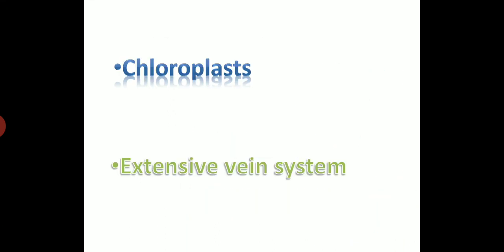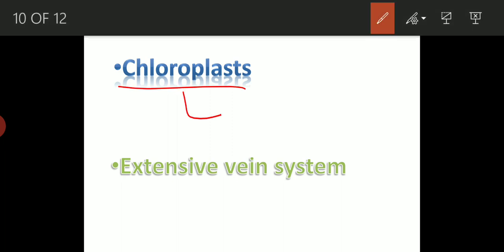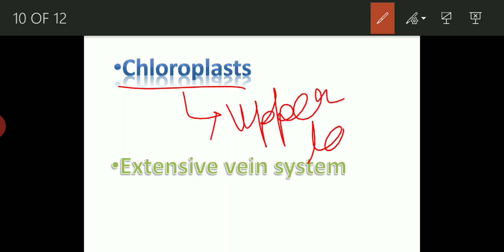Next is chloroplasts. Now I have already told you about chloroplast in my previous video. The chloroplasts are concentrated in the upper layers of the leaf. These chloroplasts are present where? Upper layers of the leaves. Now what happens? These chloroplasts actually obtain light energy very quickly, and light is very much required for the process of photosynthesis. In this way, it helps the plant in photosynthesis.